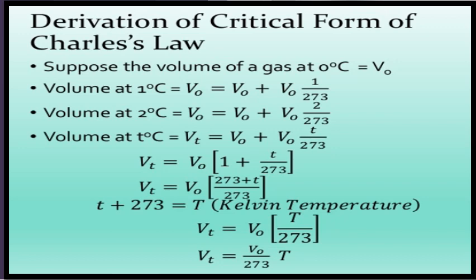Here it is given that the volume of the gas at 0 degrees centigrade is V naught, that is, the original volume of the gas at 0 degrees centigrade is represented by V naught. Now we want to calculate what will happen when the gas temperature is increased from 0 degrees centigrade to 1 degree centigrade. What will be the volume of the gas for a 1 degree centigrade rise in temperature? For this, we have to write it like this.